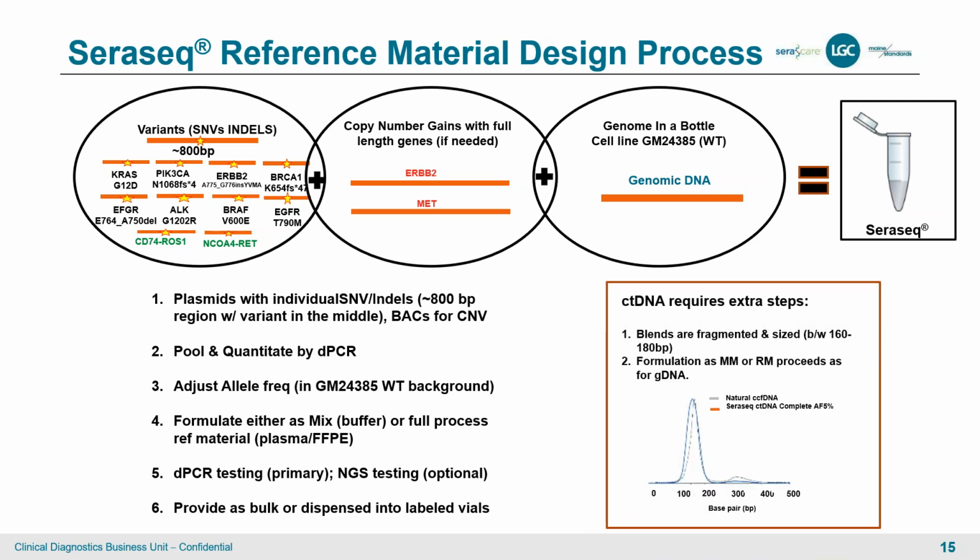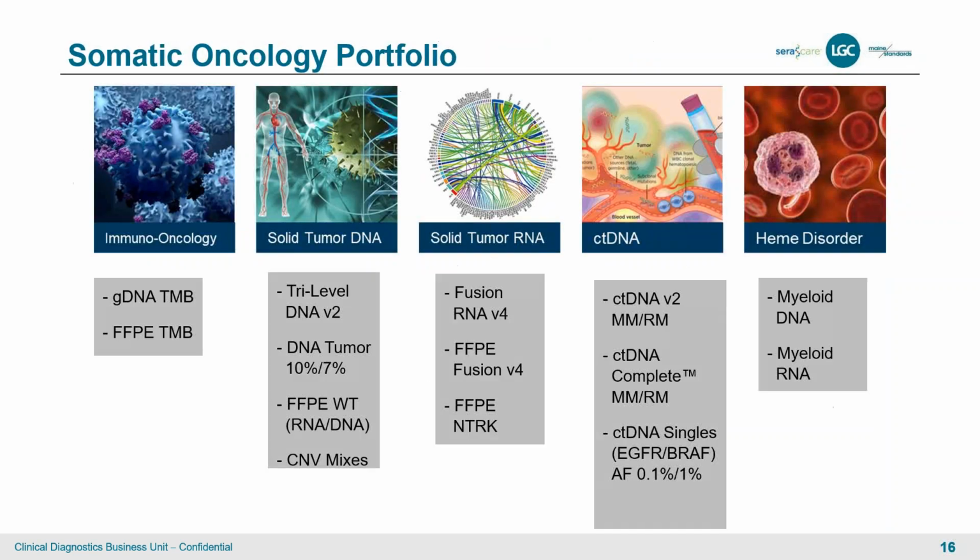With ctDNA, as we talked about, we're going to touch on that a little bit later. It's very critical that these things are fragmented and sized like Mother Nature. So these are then fragmented and blended into the 160 base pair fragments.